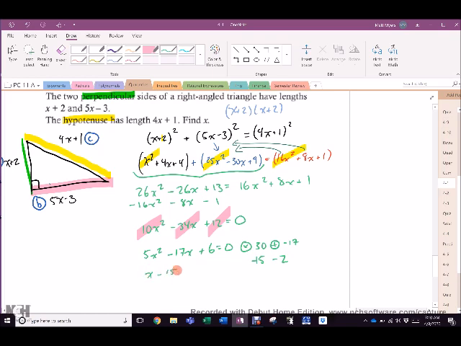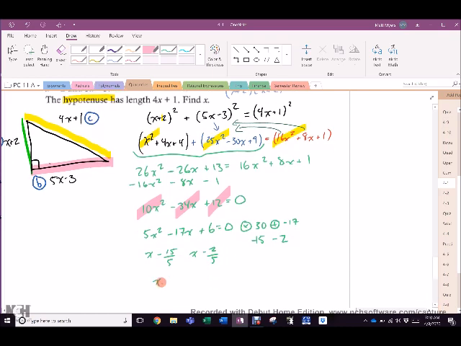So x minus 15 over 5, x minus 2 over 5. So x has to equal 3 or 2/5. Now, you're smart kids. Bring the math you know to the party. This means x is either 3 or 2/5.